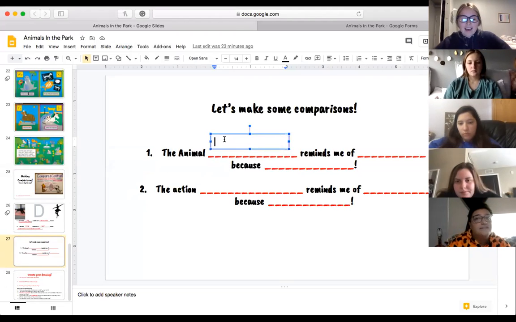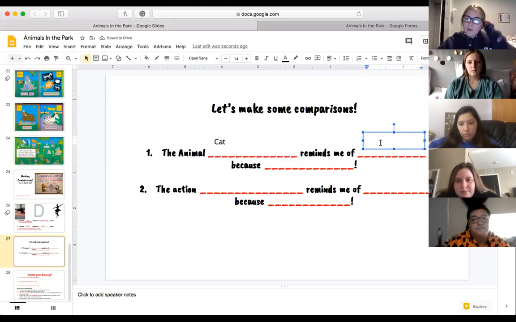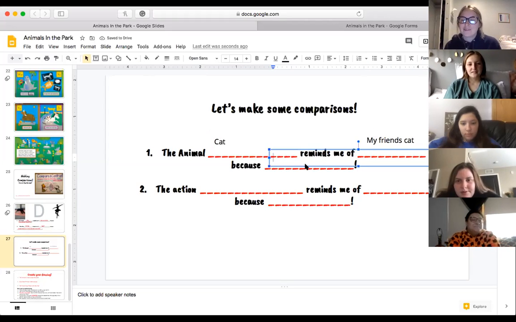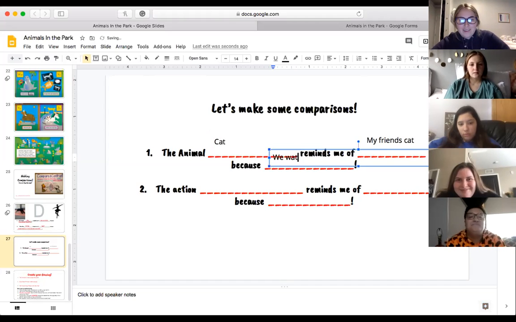Cat. Cat, okay. So the animal cat. And what does this remind you of? My friend's cat. Okay. And why does it remind you of your friend's cat? Do you play with the cat? Do you watch the cat sometimes? Yeah, we watch the cat sometimes. Okay.